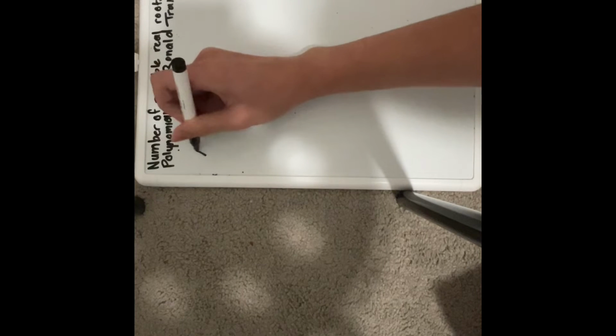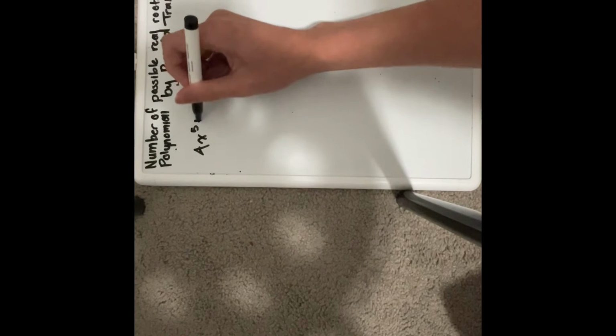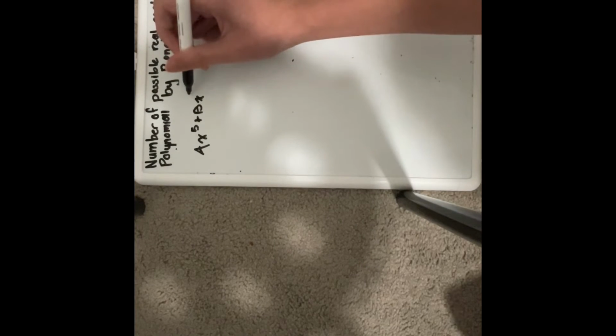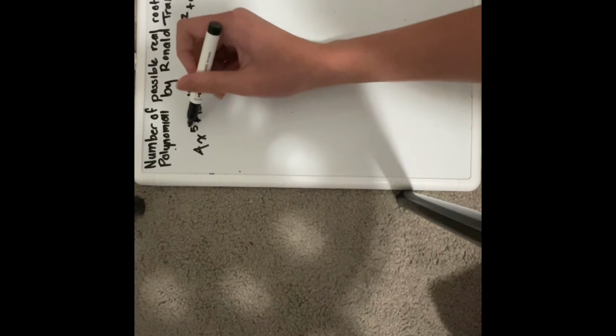Here we have our polynomial, a x to the power of 5 plus b x to the power of 4 plus c x to the power of 3 plus d x to the power of 2 plus e x. Now that we know what the fundamental theorem of algebra is, we can understand that there are five roots.